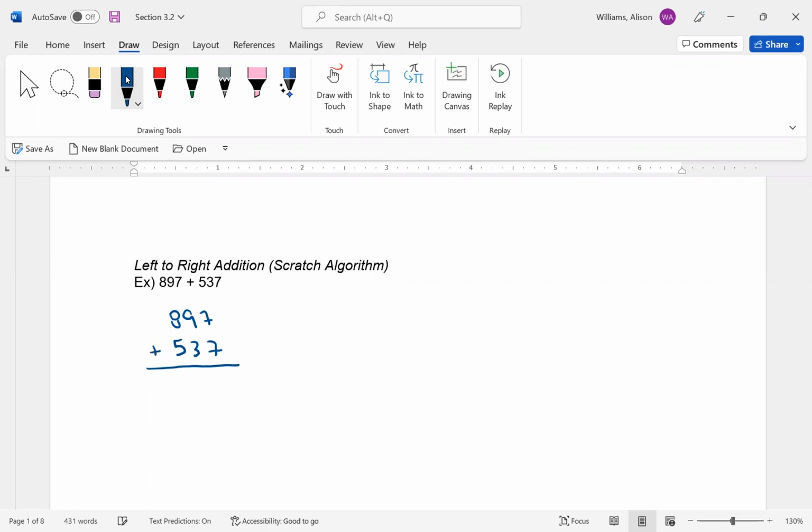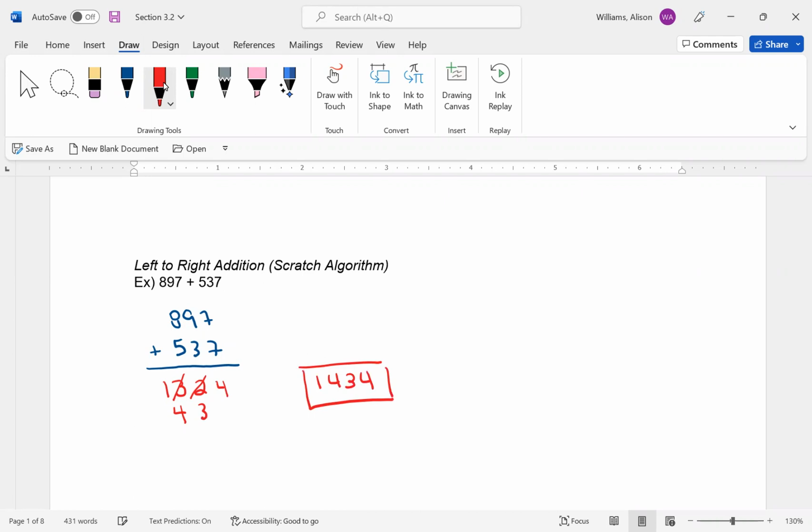Okay. And I'm going to start with now the left column, which is the hundreds place. So I'm going to start with the 8 plus 5, which is 13. And then I'm going to do the 9 plus 3, which is 12. But then I'm going to take the 1 and bump this 3 up to be 4. Since I can't fit 12 in there, I'm going to bump up the next column up to 4. And then 7 plus 7 is 14. So I'm going to bump the 2 up to 3. So my answer is 1434.